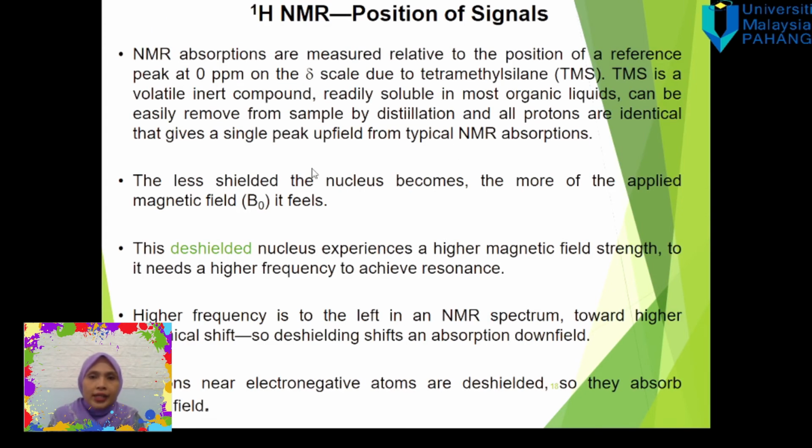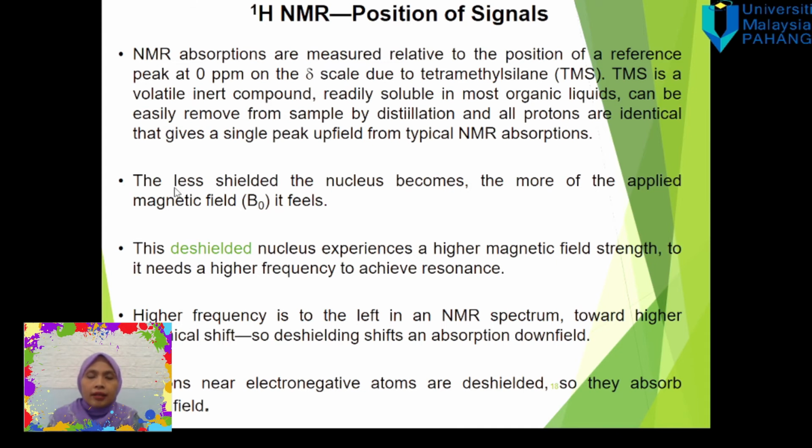And how can we differentiate the position of signal in NMR? As I mentioned, it is affected by the nature of the compound itself, whether it is attached to a saturated compound or an unsaturated compound, or attached to an electronegative atom. That affects the signal of the proton. So when the value is bigger, it means it's less shielded.